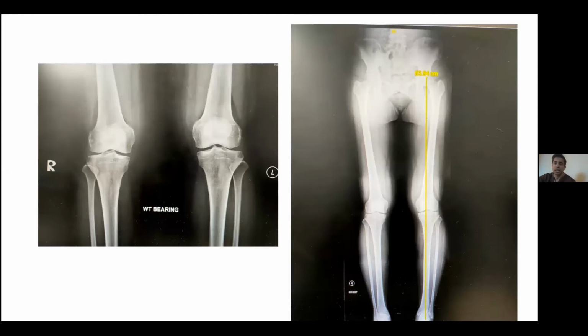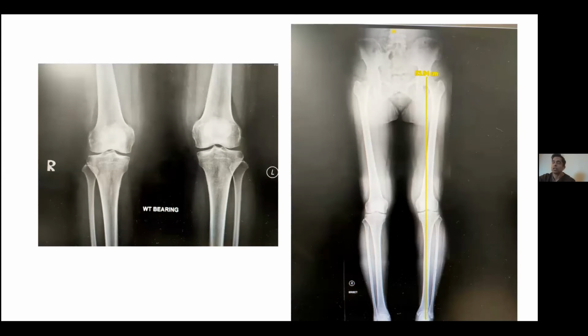So these are her X-rays, and the left side is the affected side. You can see that there are not many changes on the X-ray, maybe some early osteoarthritic changes. Alignment on the right side appears normal.